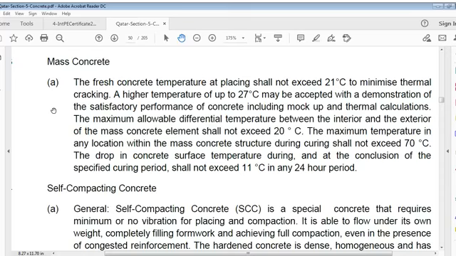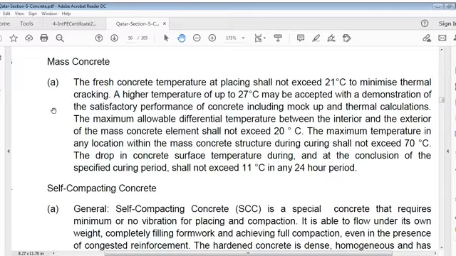21 degrees Celsius is the minimum for thermal control. Fresh concrete temperature at placing shall not exceed 21 degrees but can be up to 27 degrees. Generally 24 degrees is practically acceptable in good weather conditions. 27 can be accepted with demonstration of satisfactory performance of concrete including mock-up and thermal calculations, and maximum allowable differential temperature between interior and exterior of massive concrete element shall not exceed 20 degrees Celsius.